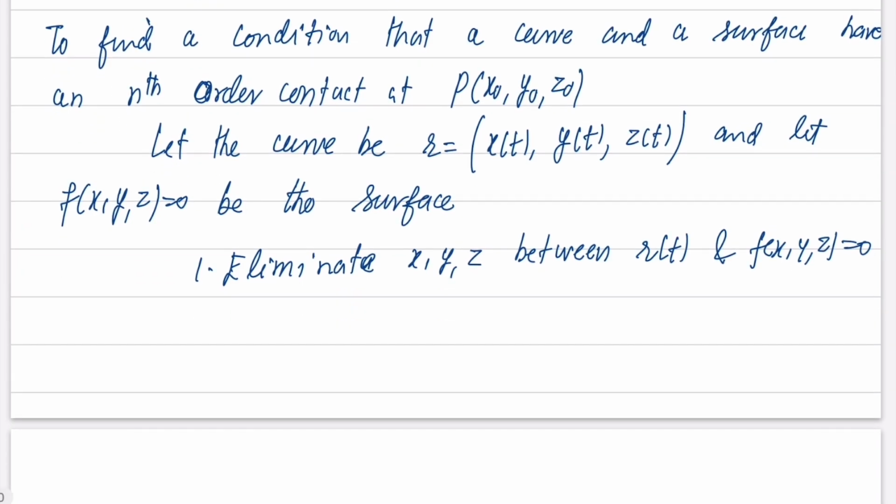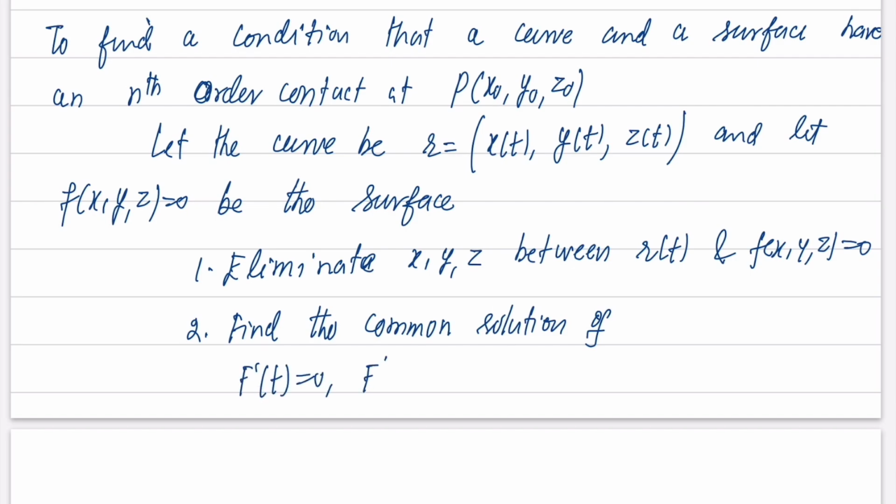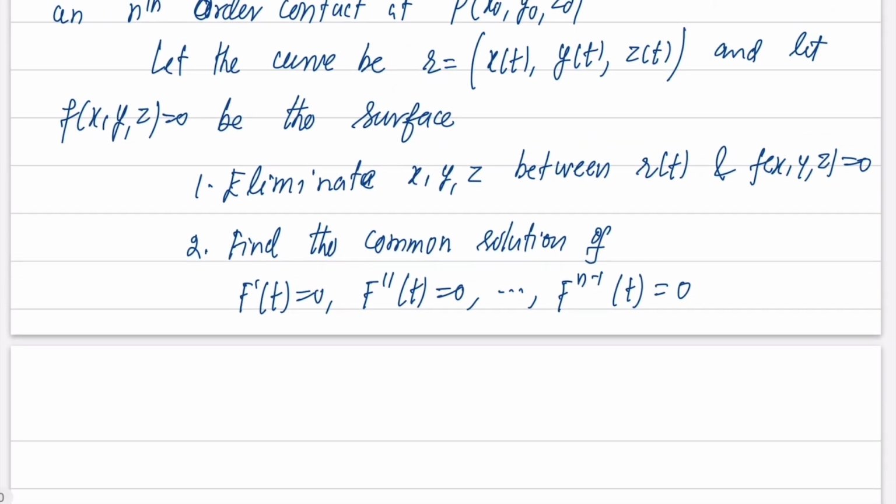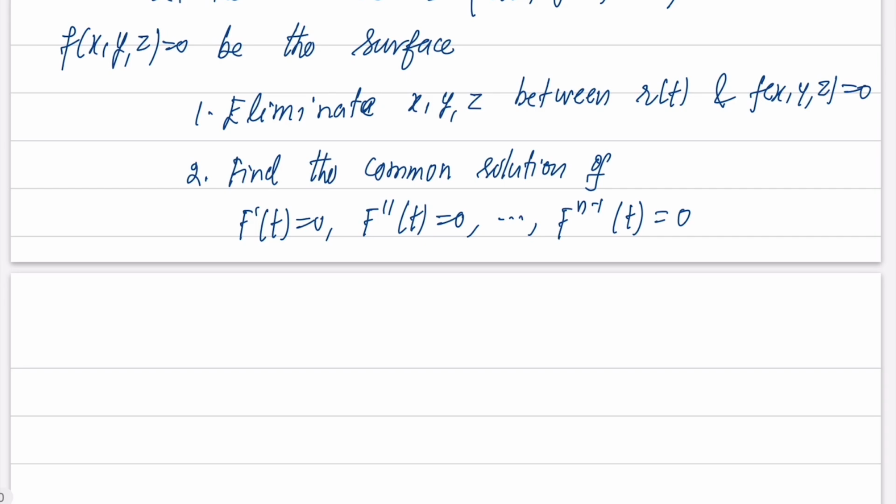That will help us eliminate the variables x, y, z from the surface and replace them with the variable t. Then second is to find the common solution of f'(t) = 0, f''(t) = 0, and so on, up to f^(n-1)(t) = 0. So from the first up to the (n-1)th order derivative, we will find the common solution of these n-1 equations, and their common solution will be the condition that the given curve and the surface have contact of nth order.